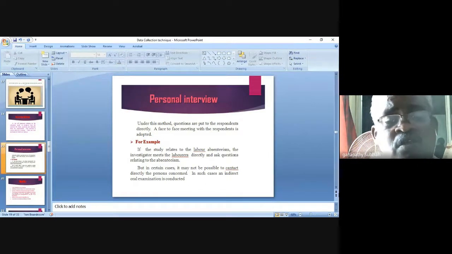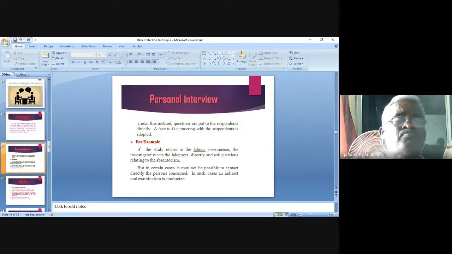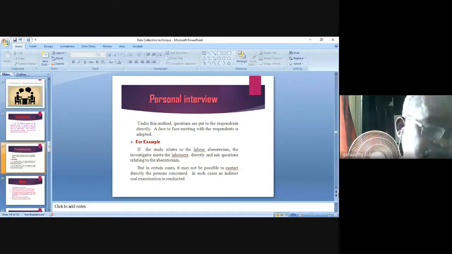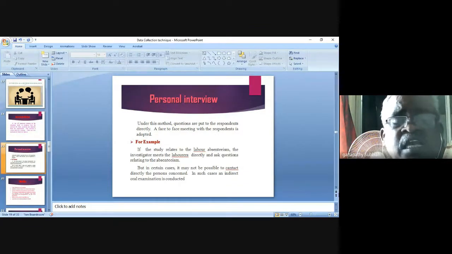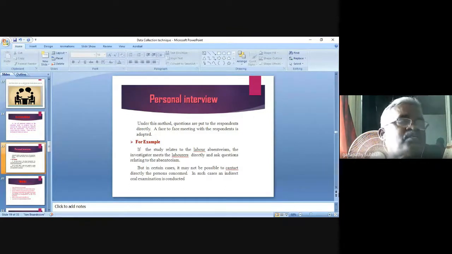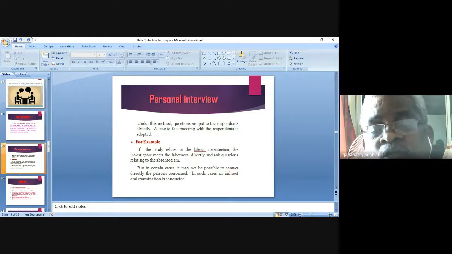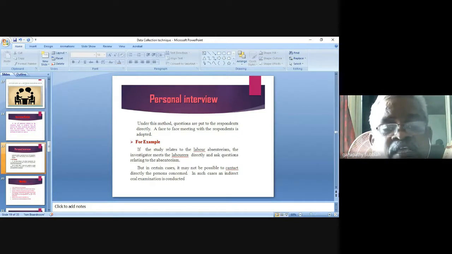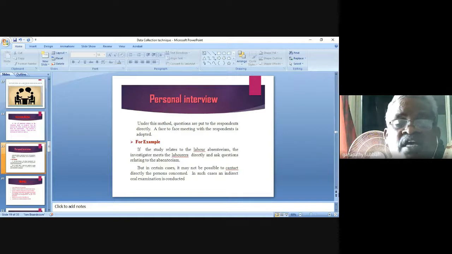For example, if the study relates to labor absenteeism in a factory, the investigator meets the laborer directly and asks questions relating to absenteeism. That is one example of face-to-face conversation. But in certain cases, it is not possible to contact the person directly. In such a case, an indirect oral examination is conducted. So that is a telephone interview.